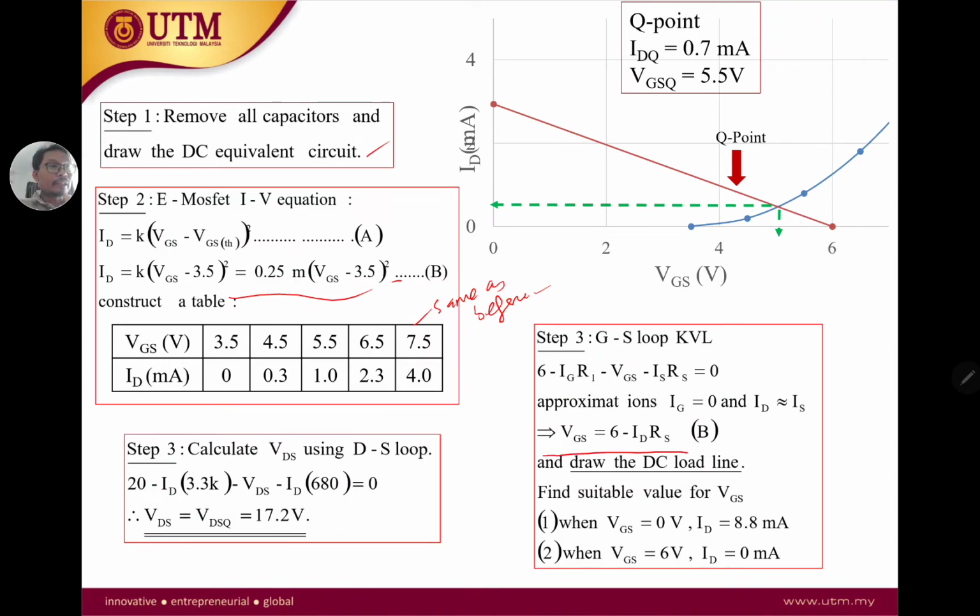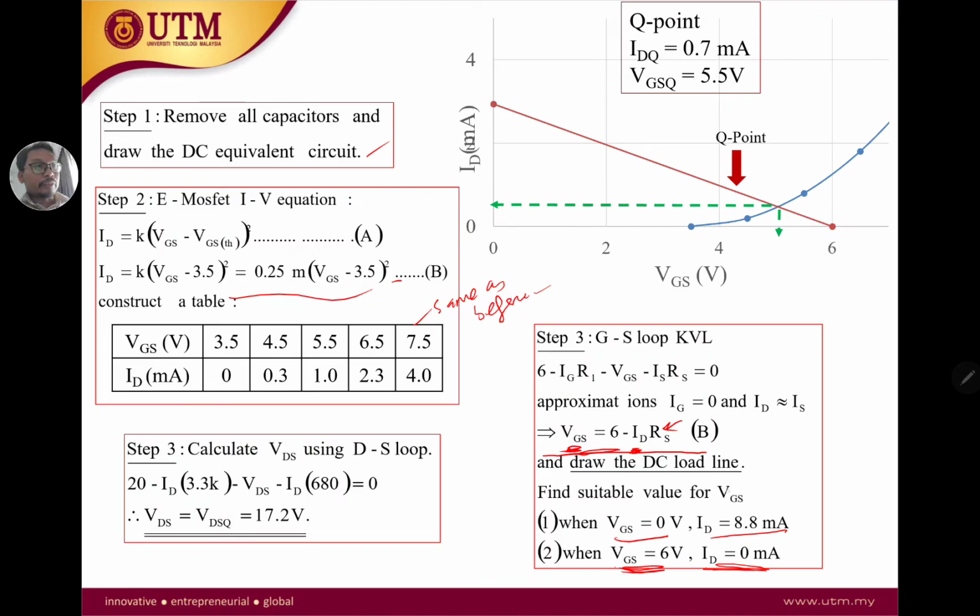So here we have VGS minus IDRS, and in this case we're going to set it to 0. So if VGS is 0, what is the value of our ID? RS is given, so we can calculate that ID is 8.8 milliamps. And then when ID is 0, you make this 0, so easily we can see that VGS equals 6 volts.